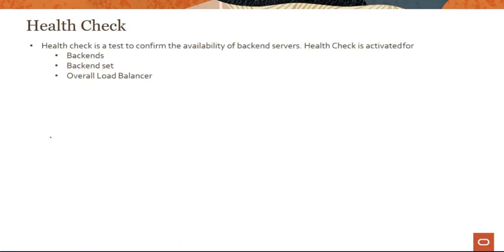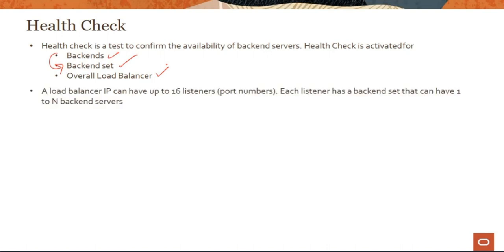The final thing is health check. Health check is a test to confirm the availability of backend servers. Health check is available at multiple levels. So first, it's available for the backends. The backends make the backend set, so there is a health check for that, and then there is a health check for the overall load balancer. So what does it look like? Now, one thing to keep in mind is load balancer can have up to 16 listeners, and these listeners are nothing but port numbers. So you can have a port 80, you can have a port 443, and so on and so forth, right? Each listener has a backend set that can have 1 to n backend servers.